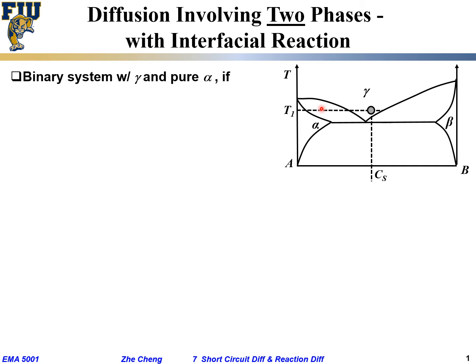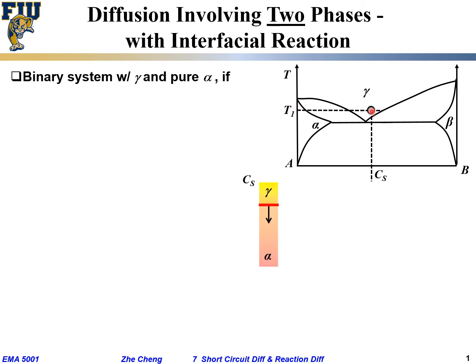So now let's consider the diffusion involving two phases. Let's consider we put two pieces of material together. One piece is pure alpha. Where is pure alpha on this phase diagram? Here, right? Pure A, actually, I would say pure A. The other piece would be gamma, but at the composition that I label as CS here. We put two pieces of material together, join them tightly, at the T1 temperature.